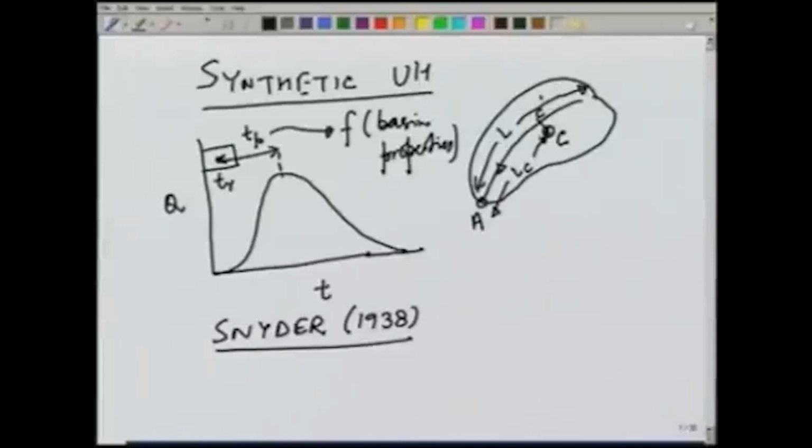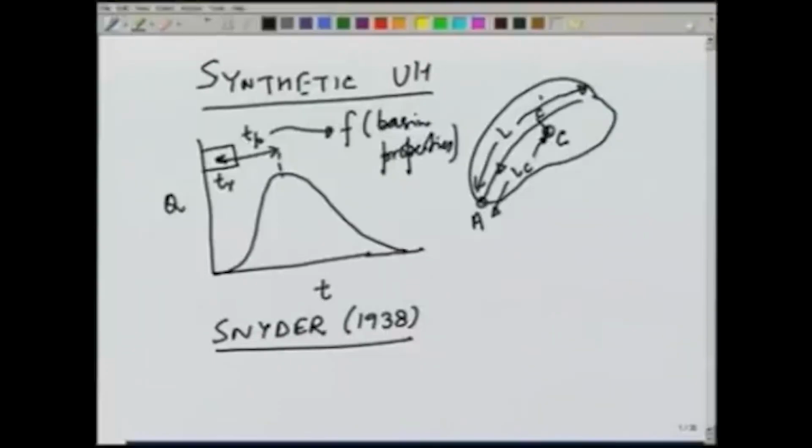So, using these two parameters, L denotes the size of the basin, because larger L value means a larger size of basin, and LC represents the shape of the basin. So, if the basin is wider near the point A, LC would be smaller. If the basin is wider away from point A, then LC would be larger. And what Snyder found, that the time to peak from the center of the rainfall was related to L LC to the power 0.3.